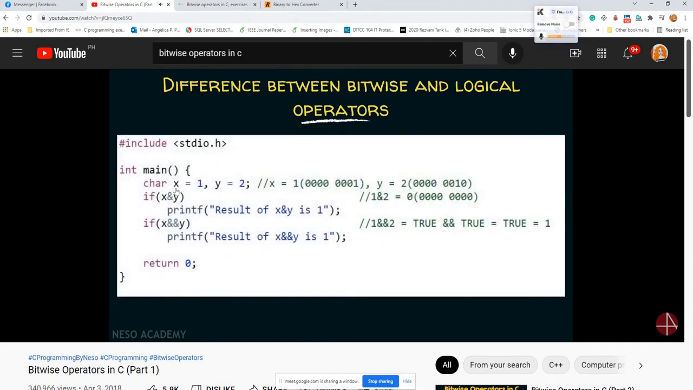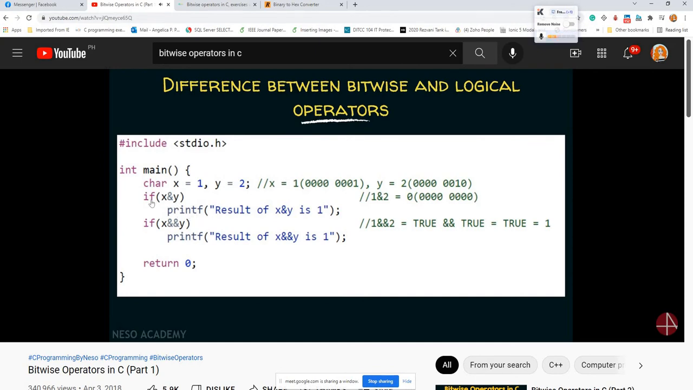Here I have declared two variables x and y and assigned them the values 1 and 2 respectively. The binary representation of 1 is 00000001 in 8-bit form, because the data type is character and it can store up to 8 bits of information. Similarly, 2 is represented as 00000010.